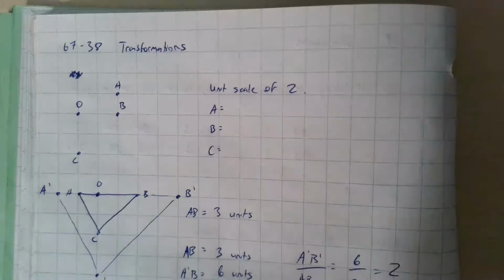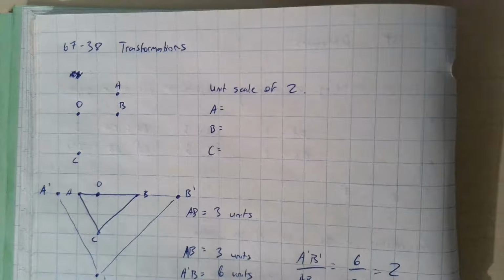So we're talking about transformations and different ways of how transformations are made. Transformations being changes in the shape. And we start off with this example right here.